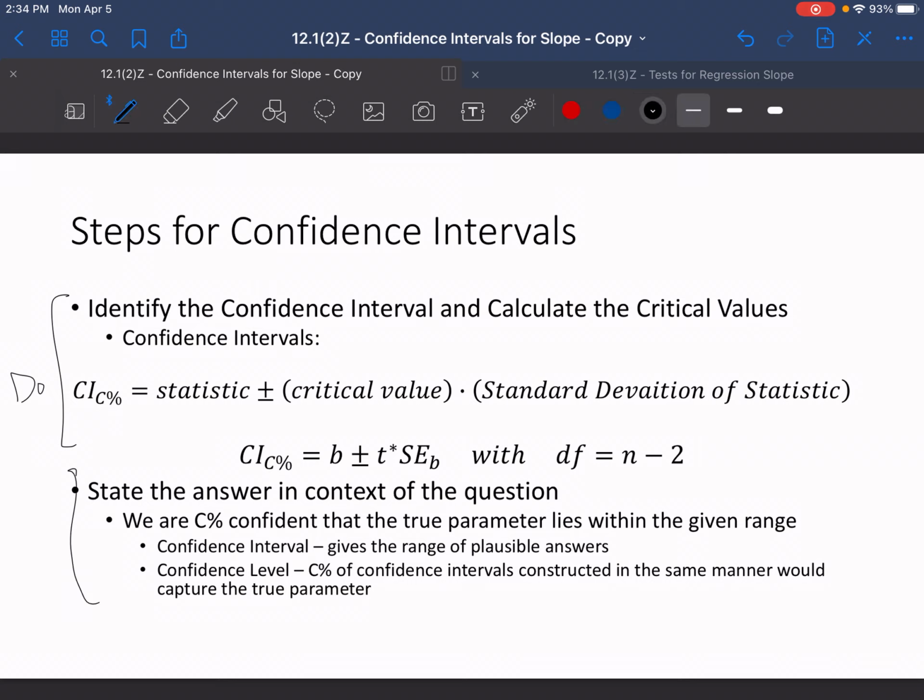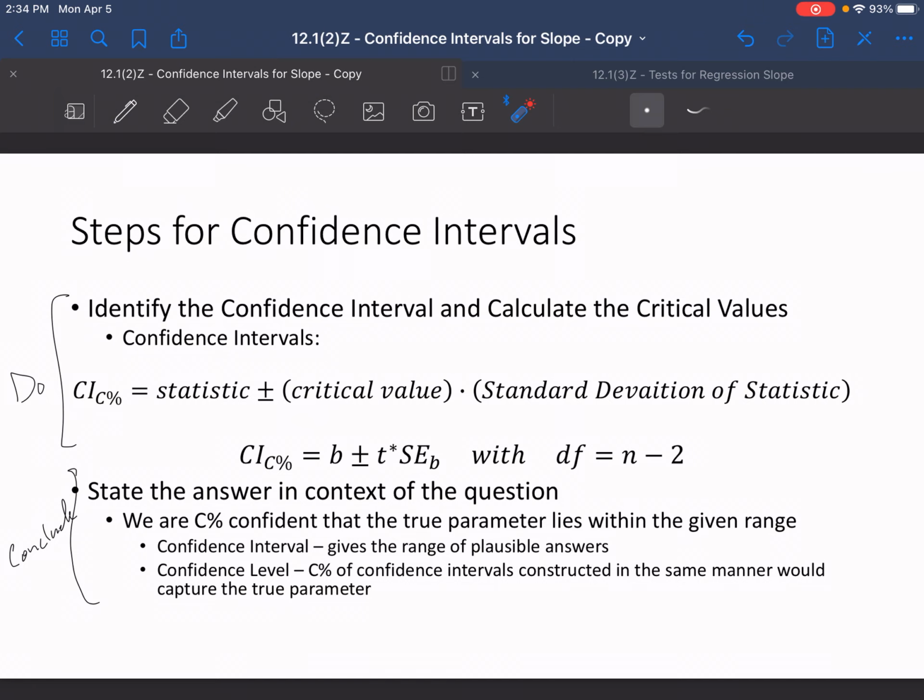And finally, the last portion is going to be our conclude portion right here, where we state the answer in context of the question. So we are, whatever confidence level, confident that the true parameter lies within the given range. Again, our confidence interval gives the range of plausible answers, whereas our confidence level is the percentage of confidence intervals constructed in the same manner that would capture the true parameter. So that's how we would state that answer in context.